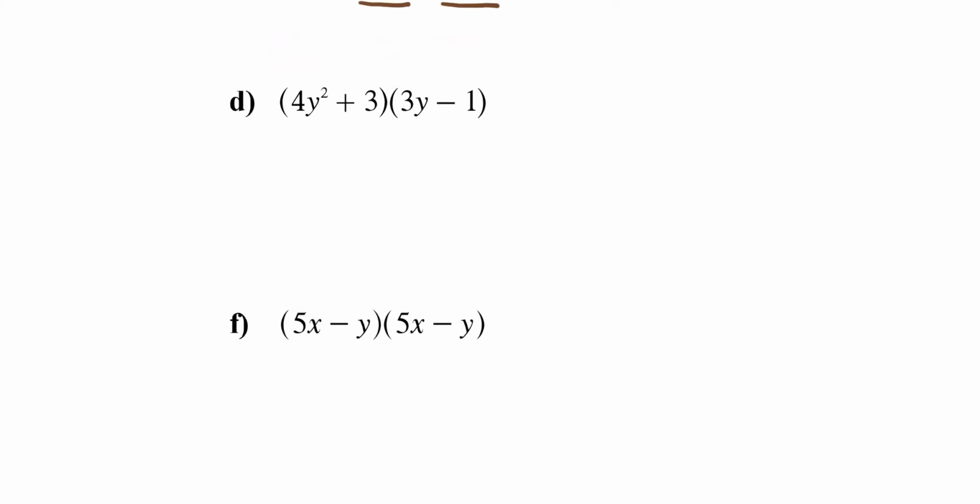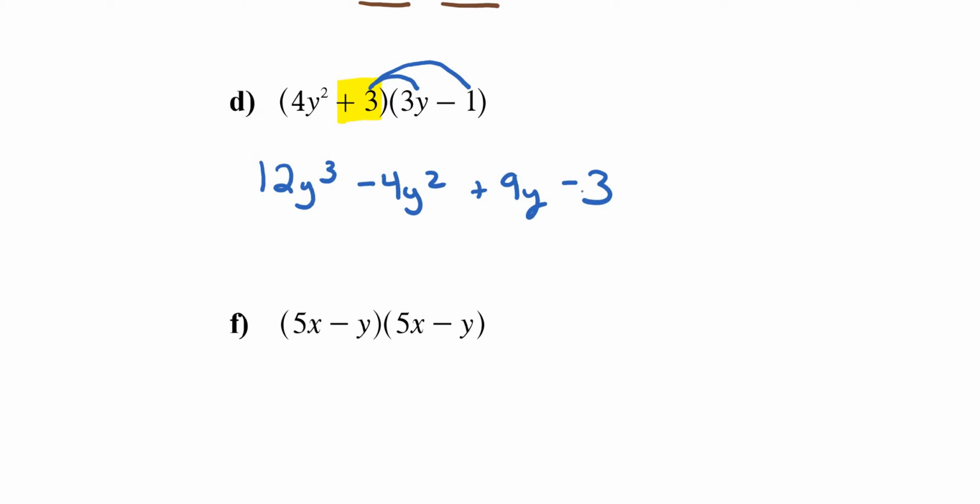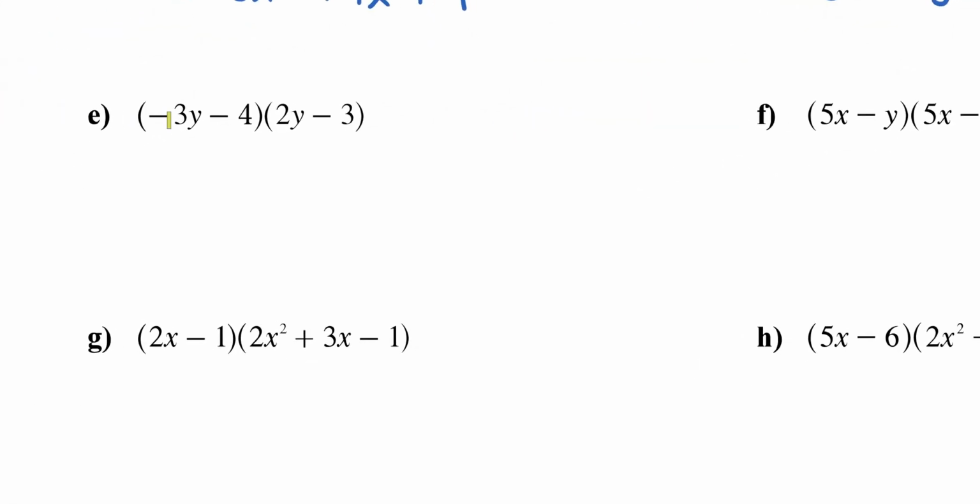All right, letter D. Here's my first term. So 4y squared times 3y is going to be 12y cubed. And then 4y squared times negative 1 is going to be negative 4y squared. Then moving on to the inside now, 3 times 3y is going to be positive 9y, and 3 times negative 1 will be negative 3. So my final answer is 12y cubed minus 4y squared plus 9y minus 3. Okay, let's move on to letter E now.